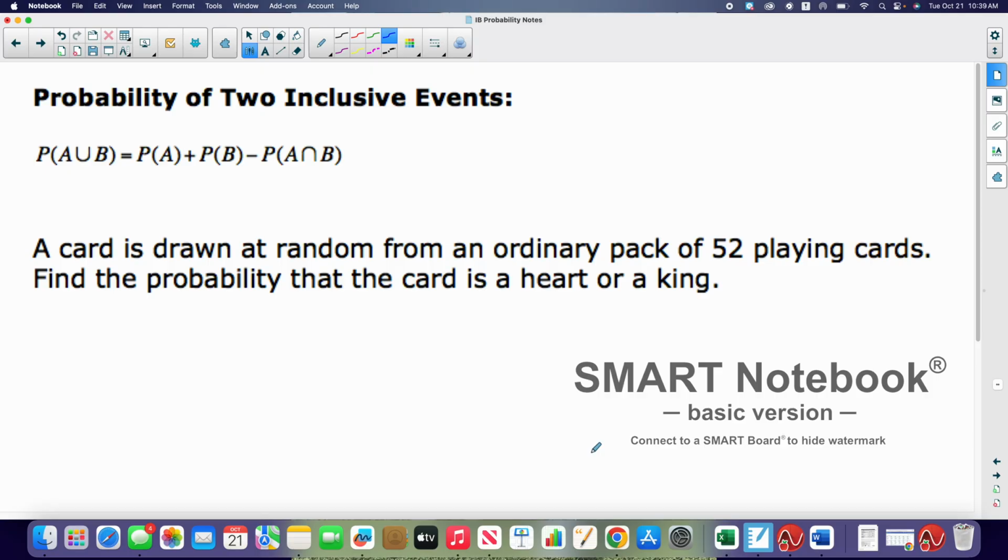The other way we could categorize it is we could talk about the value of the card. There are 4 aces. There are 4 kings. There are 4 queens. There are 4 sevens. So on this one, a card is drawn at random from an ordinary pack of 52 playing cards. Find the probability that the card is a heart or a king. That's the or part. So what's the probability that I'm a heart or a king? That's what it's asking.